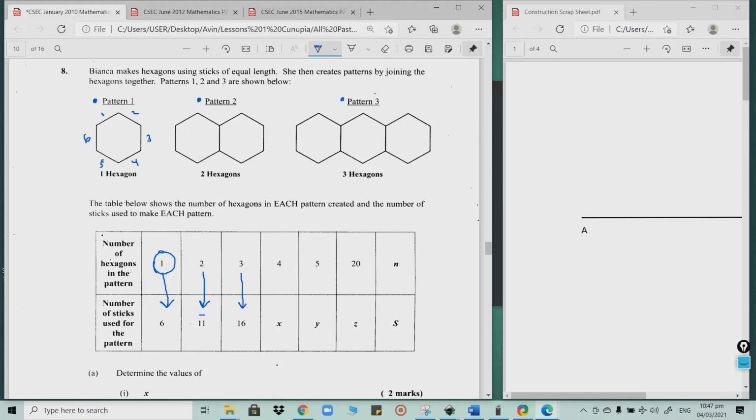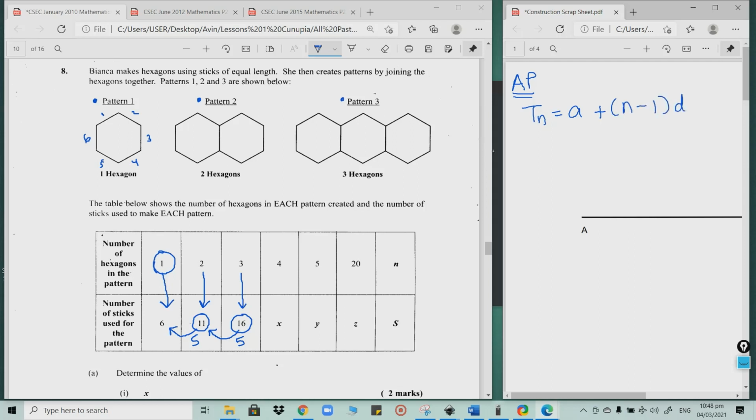If we take 11 and minus the number just before, 11 minus 6 is 5. Let's try the 16 now and minus the number just before. 16 minus 11. Luckily, we got 5. We got the 5 twice. So I have a good feeling this is an AP. I'm pretty sure. Remember the formula for an AP is what? Tn is equal to a plus n minus 1 multiplied by d.